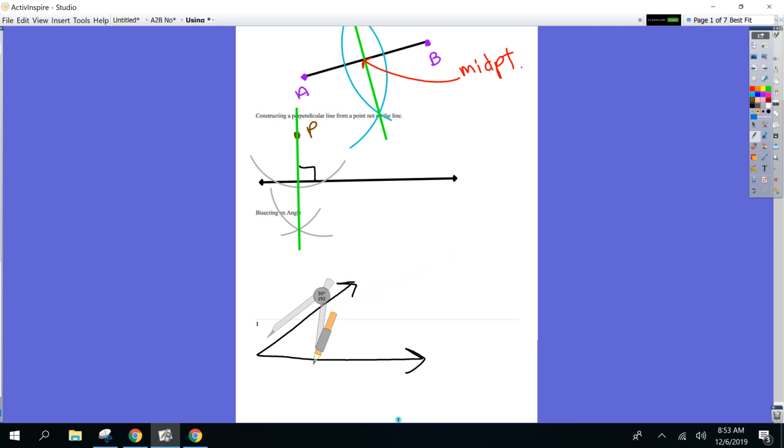Come on, use a big word. Thank you. Put your compass point on your vertex. Make an arc that intersects both rays. From here. Aaron? Yep.